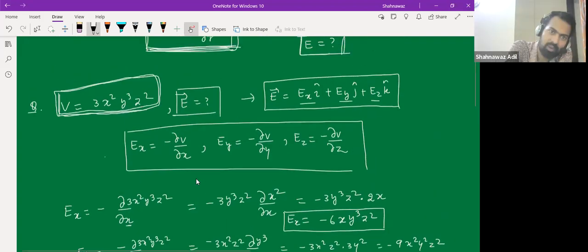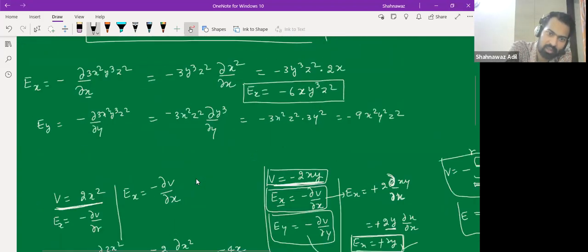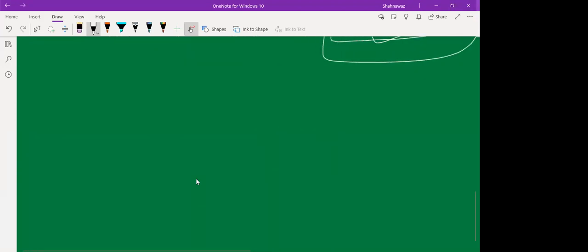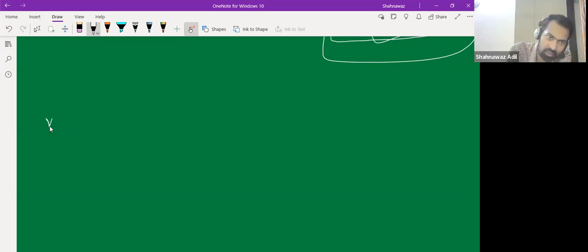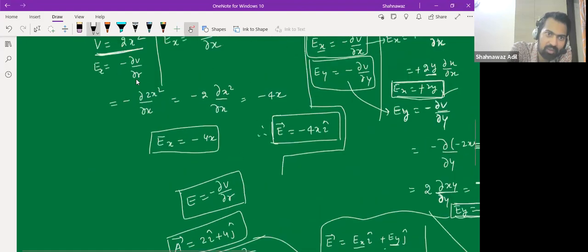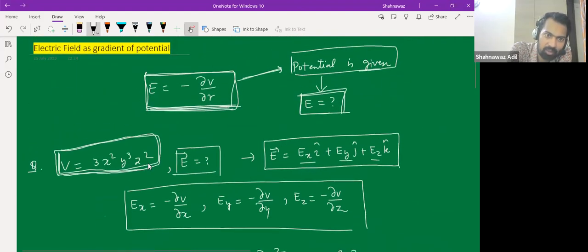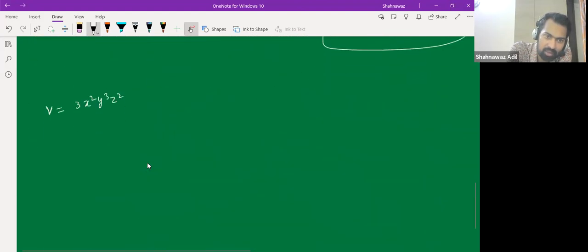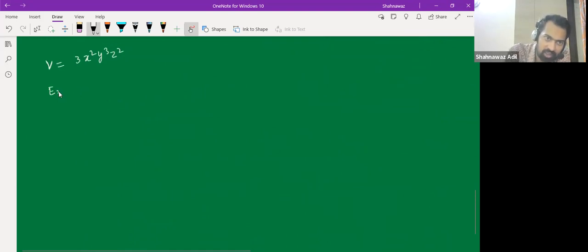The potential has x square, y cube, and z square. Like we calculated EX and EY, should I calculate EZ? Yes, calculate all the parts, 3x square, y cube, and z square. Calculate all the components of the electric field.